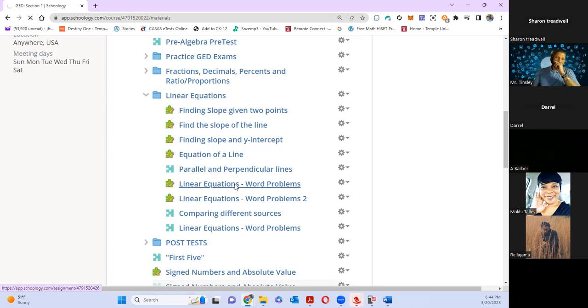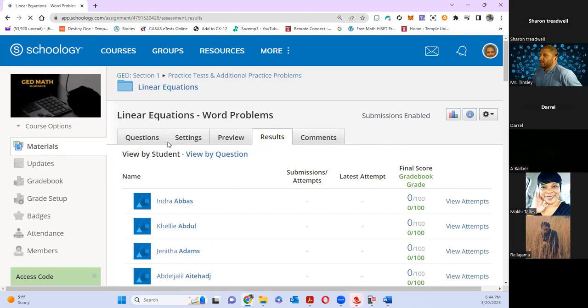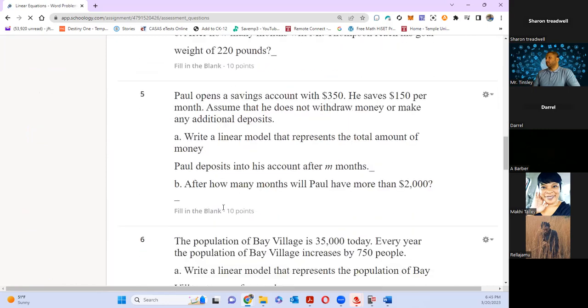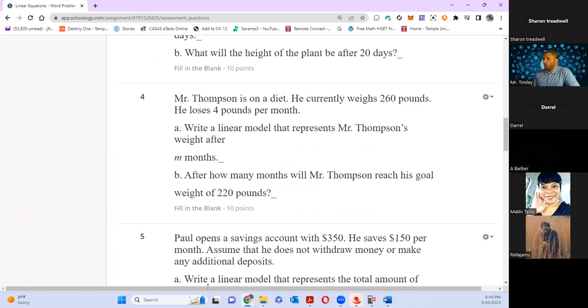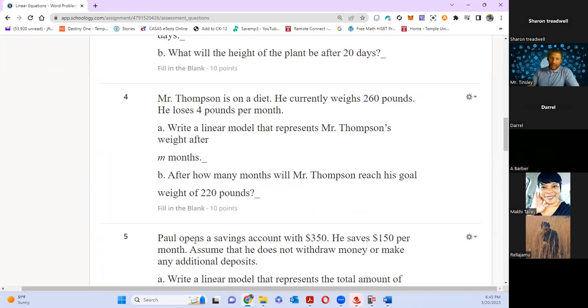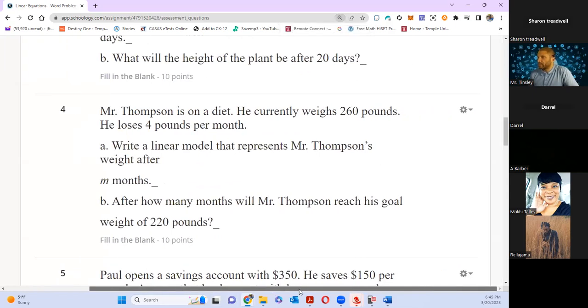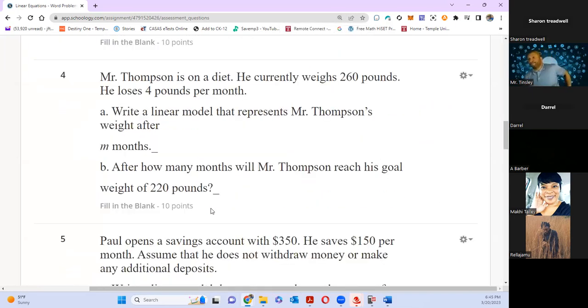Let's try one. Let's go to questions. And let's go to number 4. Can everybody see number 4? Yes. Mr. Thompson is on a diet. He currently weighs 260 pounds. He loses 4 pounds per month. Write a linear model that represents Mr. Thompson's weight after M months. After how many months will Mr. Thompson reach his goal weight of 220 pounds?